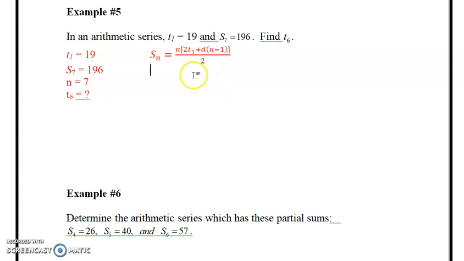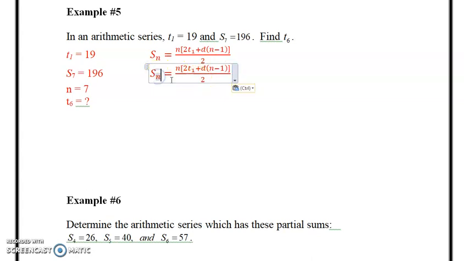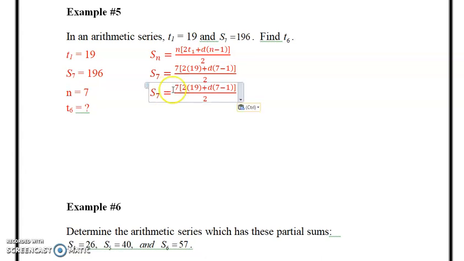We'll recopy our formula again. So we're going to put in 7 for the sum of 7 terms. N is equal to 7. T1 is equal to 19. So it's going to be 2 times 19. D is what we're looking for, and we know that there's 7 terms. We're going to simplify this a bit by taking 7, subtracting 1, and getting 6, multiplied by D, so it's 6D. At the same time, we take 2 and multiply by 19 and get 38.